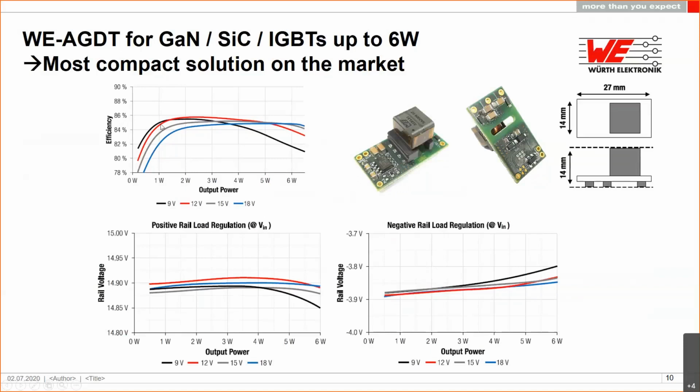And the advantage is we have a very high efficiency, higher than many other topologies in this area. And we have a very tight output voltage regulation from the 15 volt range, for example, and the -4 here, over the input voltage and over the power, as you see. It's quite well regulated for the small size.